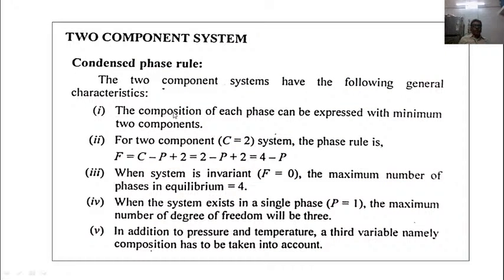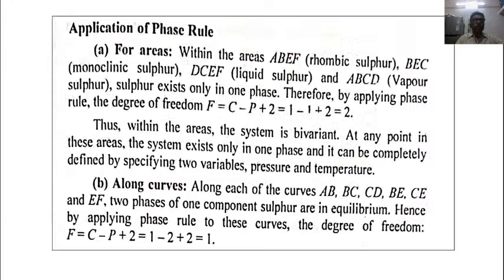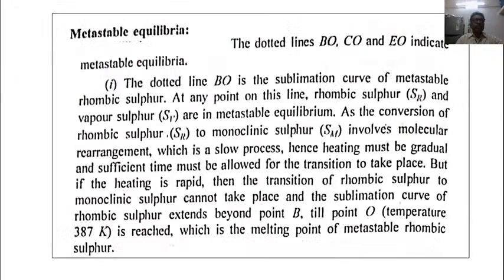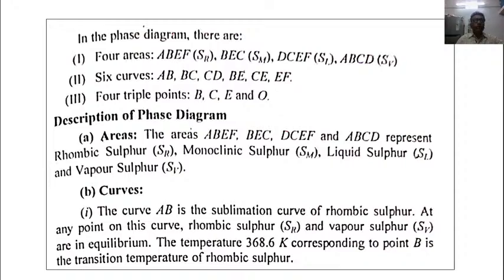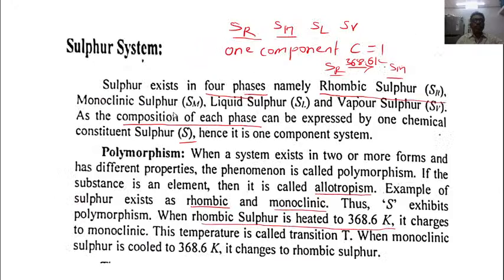So let us start now. In this lecture, I would like to discuss the two component system. In the previous online lecture, we discussed the one component system. We have taken two examples of one component system, that is the water system and the sulfur system. I would like to show you the diagram of the water system once again. Just see the phase diagram for the water system.